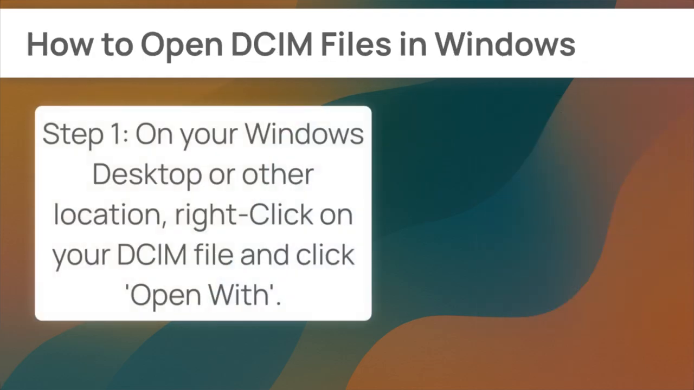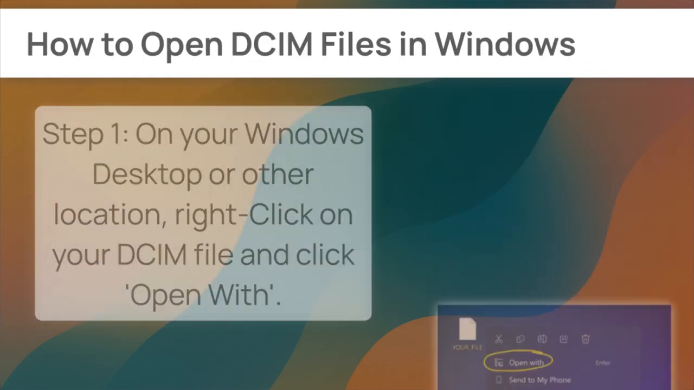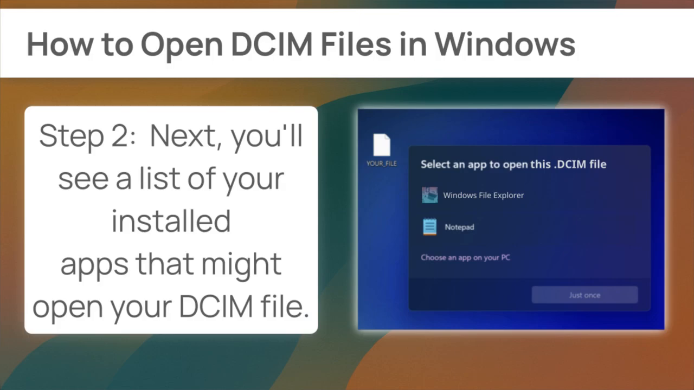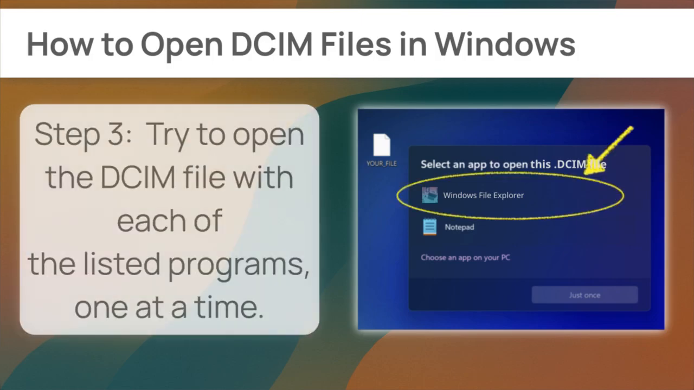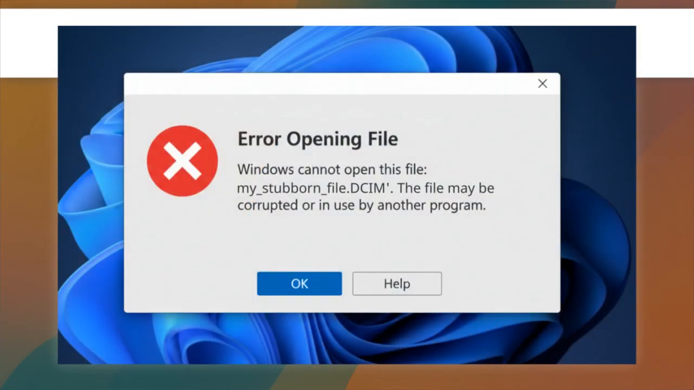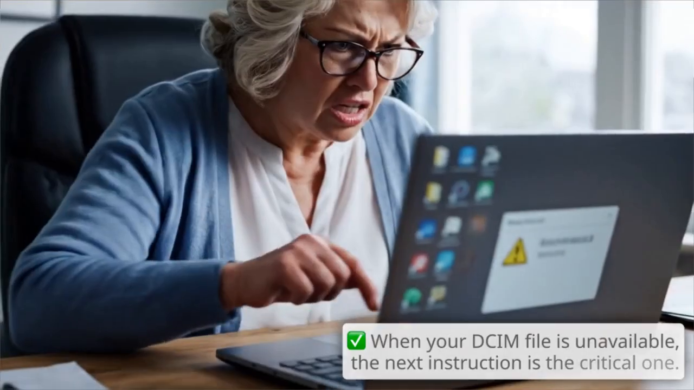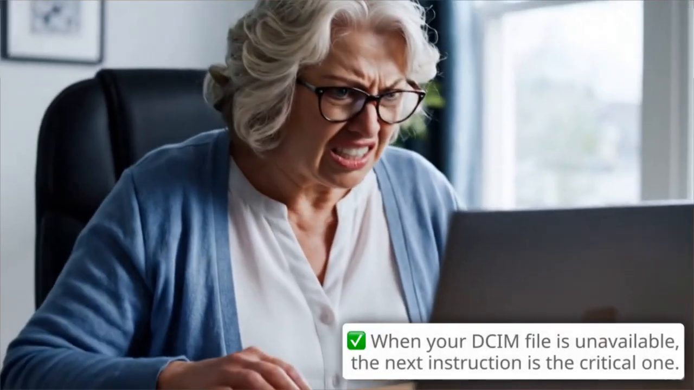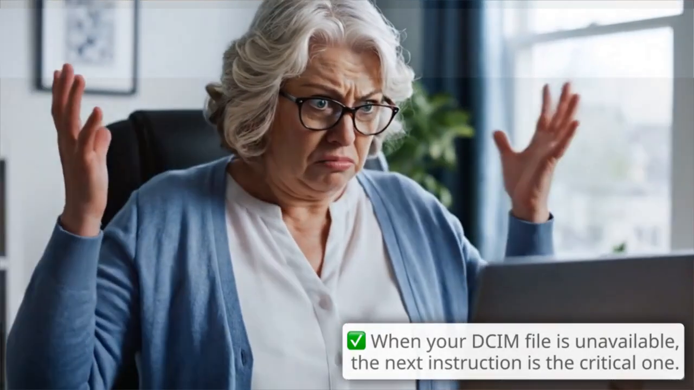We'll start by checking the obvious candidates. Right-click your DCIM file and select Open With. If Windows File Explorer is installed, use that. If not, choose another program. A simple test sequence will get results. When your DCIM file does not open, it is usually a small issue. The file is forcing our hand. We're going to challenge it by testing these common failure scenarios right now.